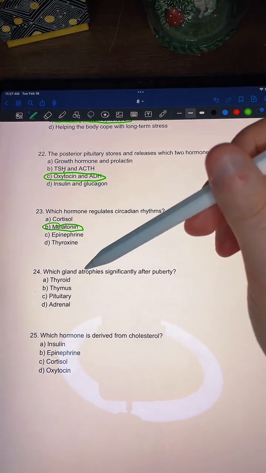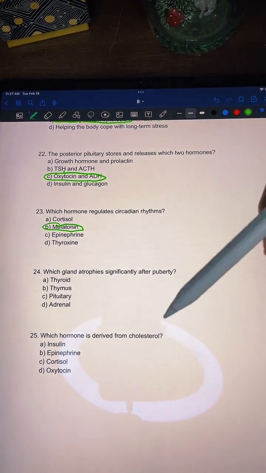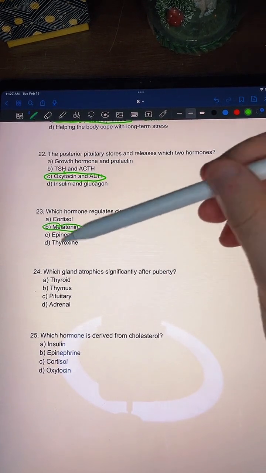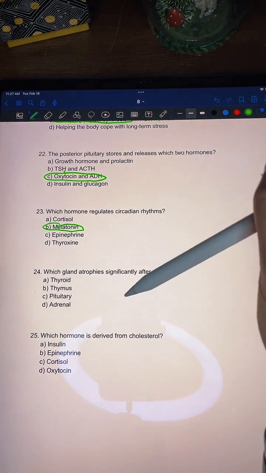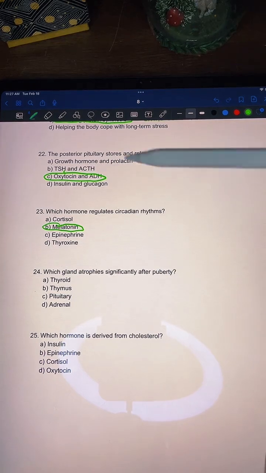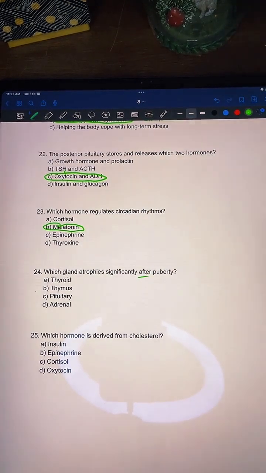So which gland, we'll move on to 24. Thanks for sharing and thanks for liking, guys. I really appreciate it. So which gland atrophies significantly after puberty? We're on number 24 now.